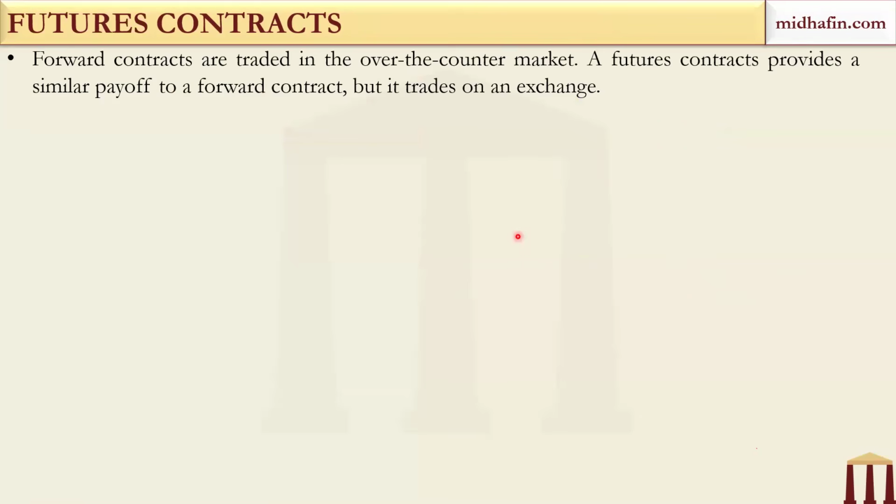Now, what are futures contracts? Futures contracts are similar to forward contracts. Their payoff structure is similar. But the only difference is that forwards trade in the over-the-counter market, and futures contracts trade on an exchange. Of course, there are some more differences which we'll explore later on. So this is the basic difference first: futures are exchange traded, forwards are over-the-counter.